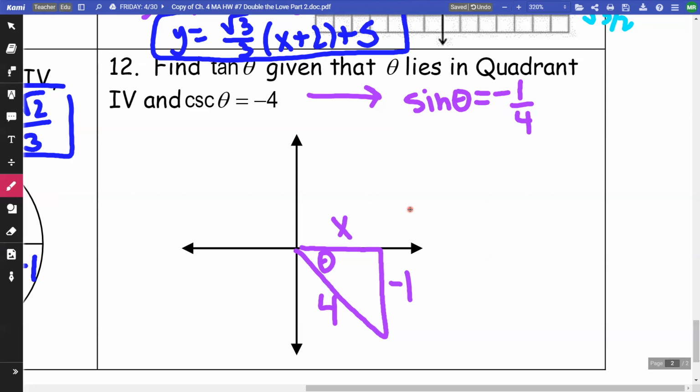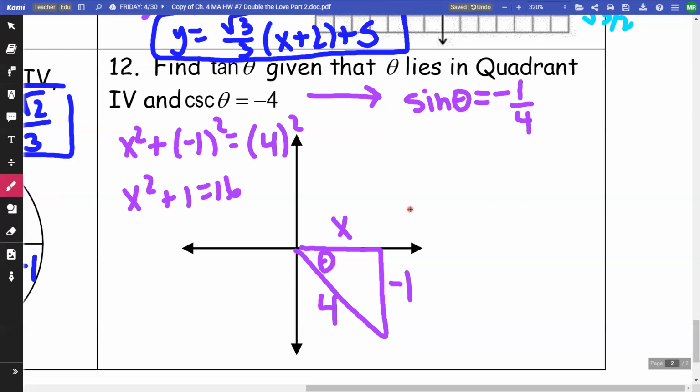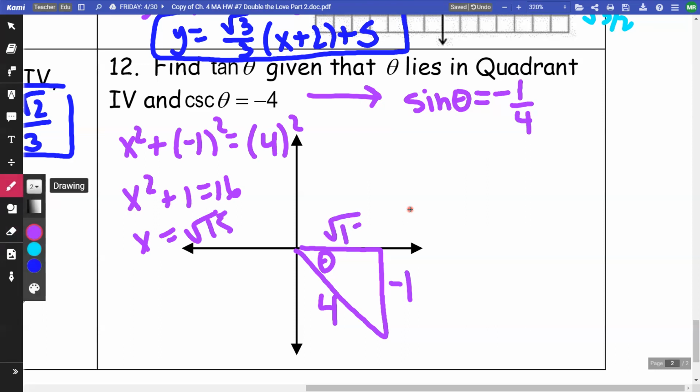So in this case, I'm going to do x squared plus -1 squared equals 4 squared. So x squared plus 1 equals 16. So x squared equals, well here, x is going to equal the square root of 15. So this x right here, it's in the positive x direction. It's going to be a √15. So I want tangent of that same angle.